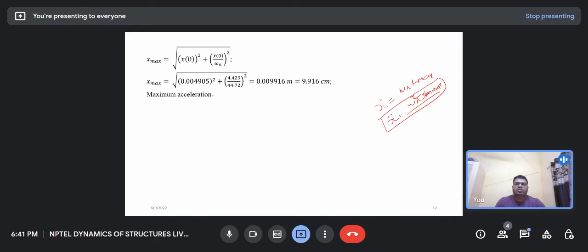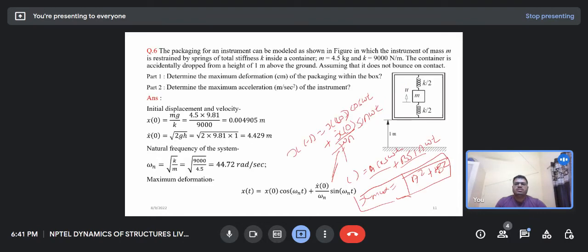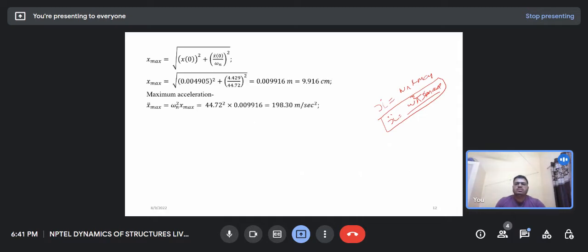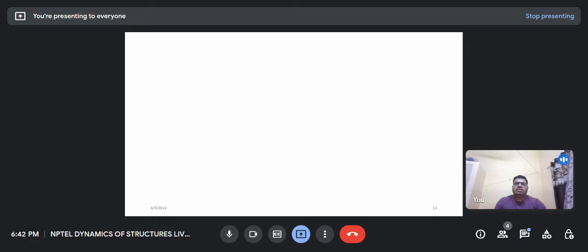So if you have the omega n, what is the omega n? In the previous question we have given the omega n, in this question, 44.72. Okay, so if you multiply this, then you will get your maximum acceleration. Is there any doubt up to this point in the whole last six questions? It is clear, sir. Okay.